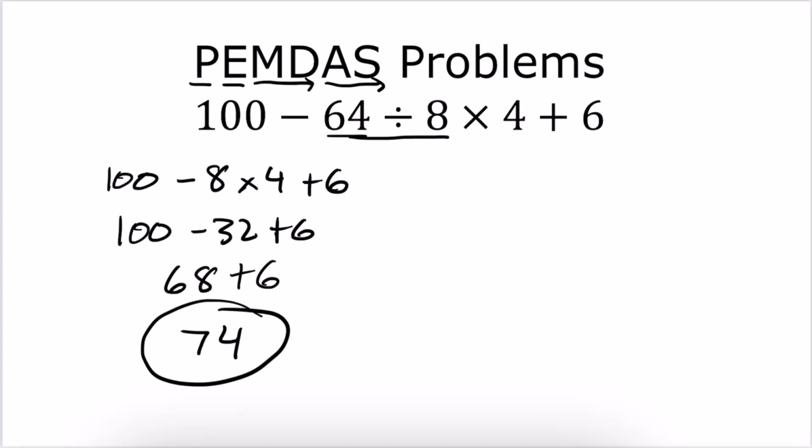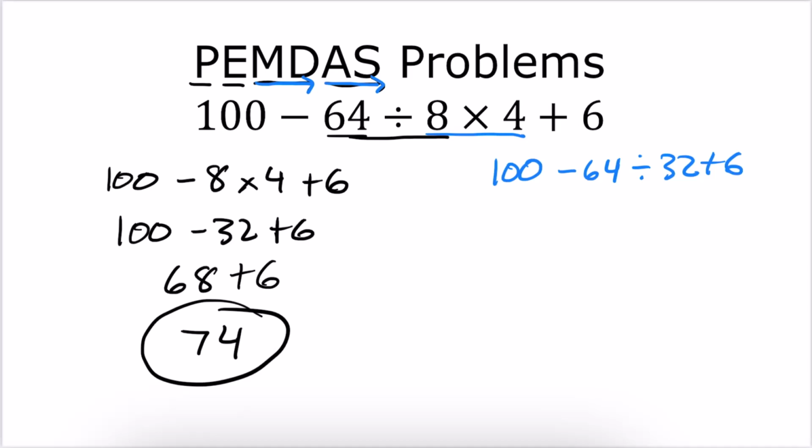However, there's a very common mistake where the students will forget that multiplication and division are supposed to be lumped together, and addition and subtraction are supposed to be lumped together and done from left to right. And so the way that I've seen a lot of students solve a problem like this is they'll say, okay, I have no parentheses, I have no exponents, I do have some multiplication, so I'll simplify that, and I'll get 100 minus 64 divided by 32 plus 6, because 8 times 4 is 32.